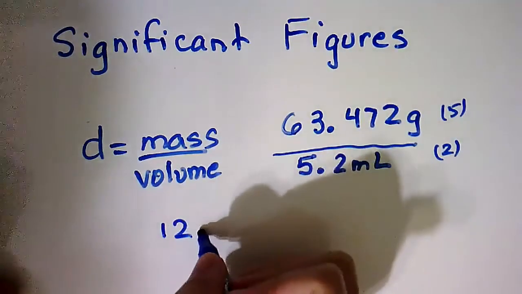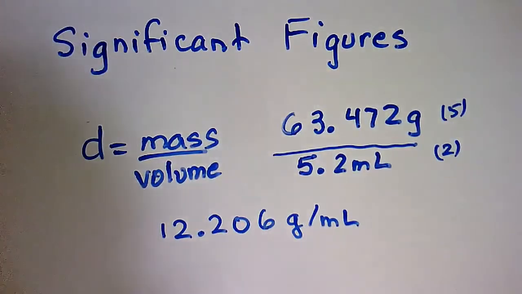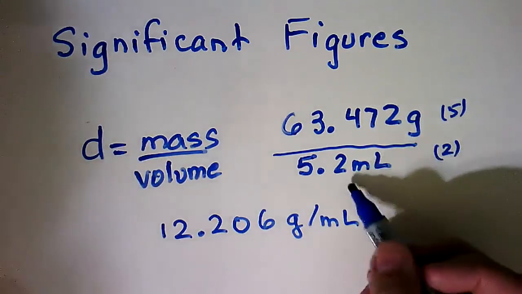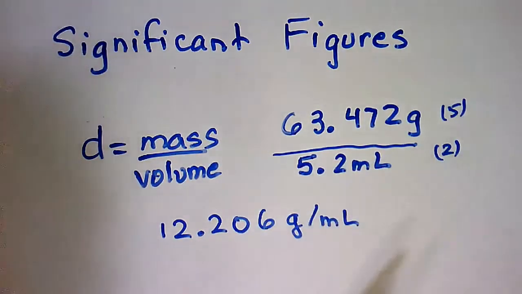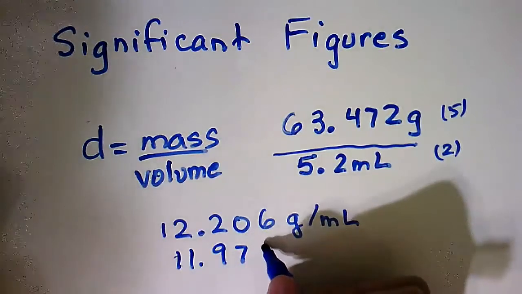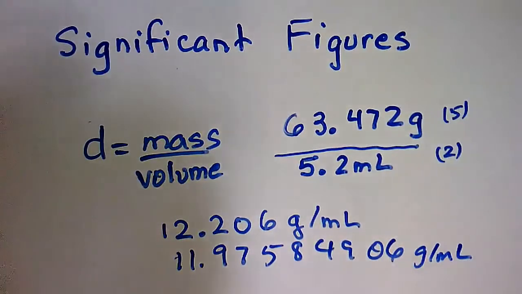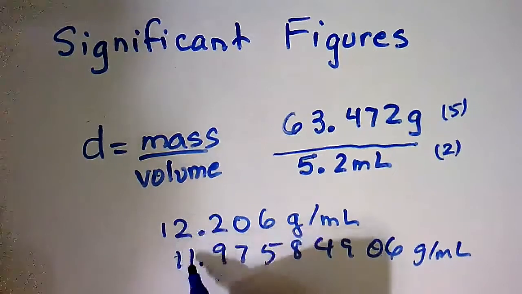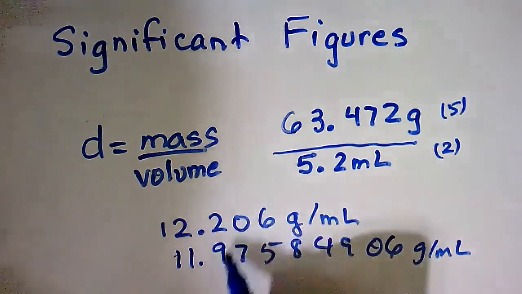So if you grab your calculator and do this calculation, I end up with 12.206 grams per milliliter. However, we have a problem. Because of the uncertainty in the volume, this number could be quite different. For example, what if this had been 5.3 milliliters? So do the division again, only this time divide by 5.3. So I get 11.9785849906. My calculator is very generous to provide me with digits. But here's the interesting thing. There is a discrepancy in the tens place. Now, if we round, that discrepancy goes away and 11.9 becomes 12, but we don't have any kind of agreement past that.